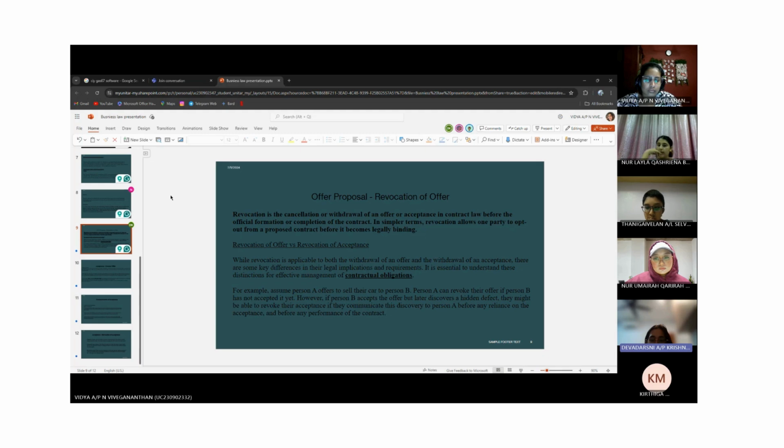Also, revocation of offer. Revocation is a cancellation or withdrawal of an acceptance in contract law before the official formation or completion of the contract. In simple terms, revocation allows one party to opt out of a proposed contract before it becomes legally binding. Revocation of offer versus revocation of acceptance.